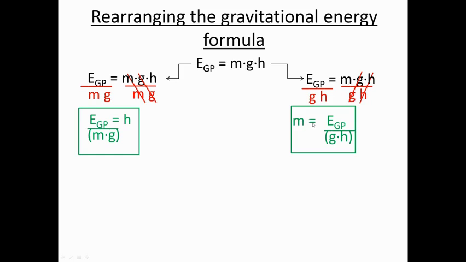Therefore, mass equals the gravitational energy divided by the acceleration of gravity, negative 9.8 meters per second squared, multiplied by the height. Again, remember to multiply the things in the parentheses first and take the energy divided by that product.